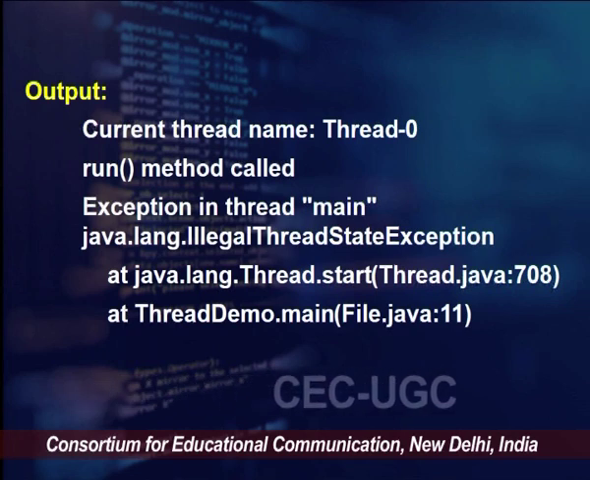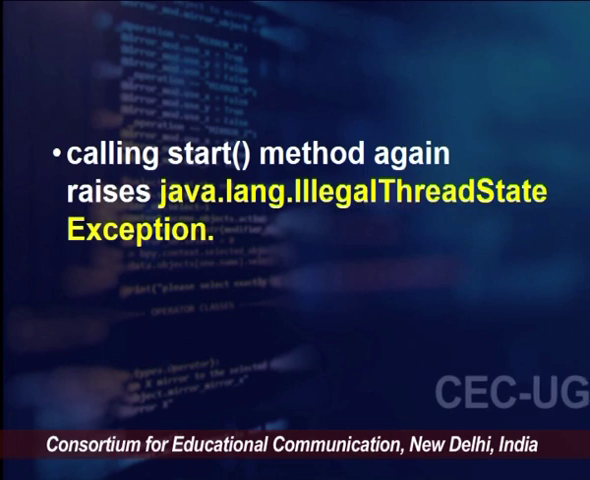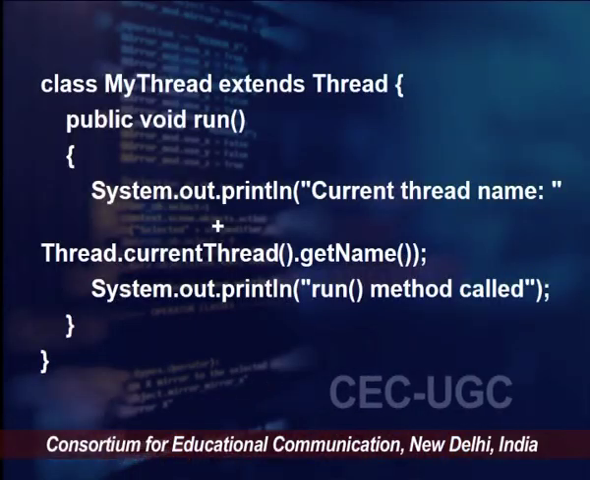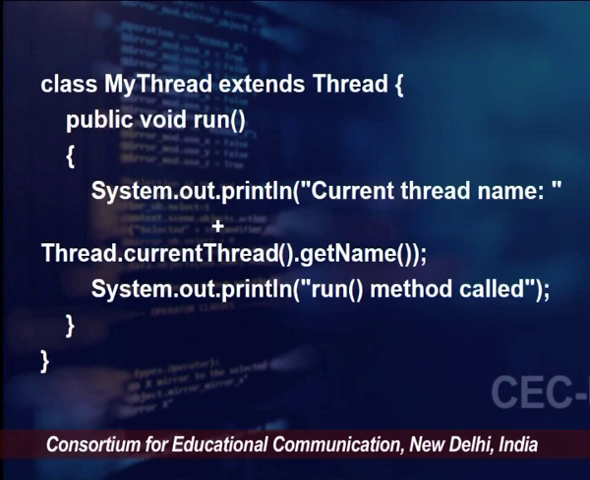So, calling the start method again raises java.lang.IllegalThreadStateException, which we have seen, and we have also seen a complete program for that. Now, what will happen if we talk about the run method? Here again, the version of MyThread is created in a similar manner as in the previous program.